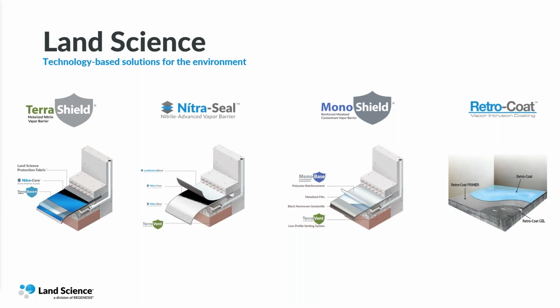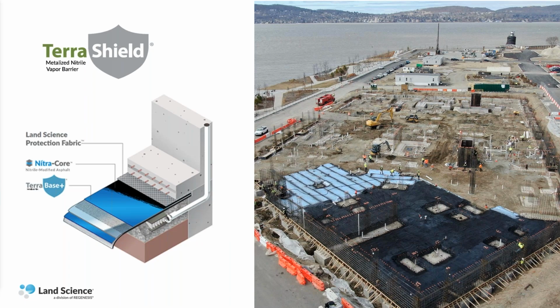And these have been rapidly adopted by the industry for contaminant vapor mitigation. I do want to note, we also do offer a vapor intrusion coating system. This is designed specifically for existing building mitigation, and that technology is known as RetroCoat, which has celebrated over 10 years of performance in VI mitigation and is an excellent option to consider either in conjunction with or in lieu of subslab depressurization systems. So here's a look at our TerraShield vapor barrier system.